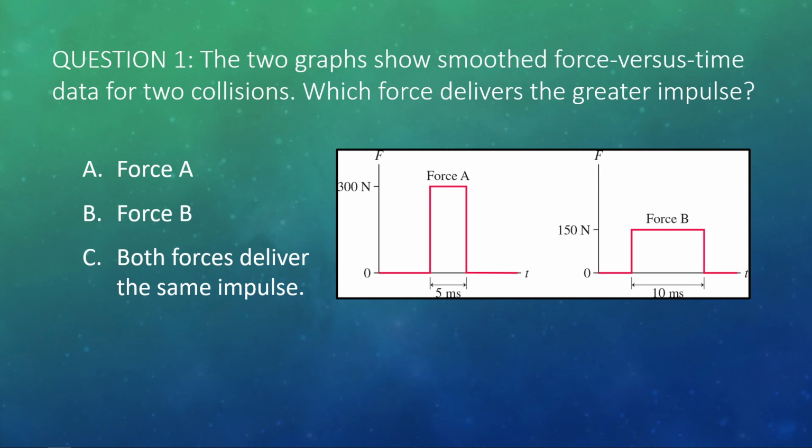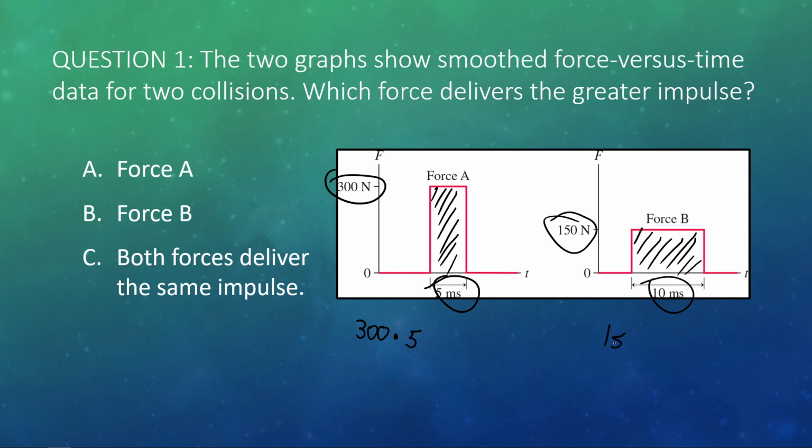Okay, well remember, impulse is defined as the area of your curve. So we could find the impulse by simply finding the area of these shapes. For this one, we have 300 times 5 milliseconds. I'll just write 300 times 5 for now. And then over here, we have 150 times 10. I used a different multiplication symbol for each one, but you get the idea. So 150 times 10, or 300 times 5. Well, 150 times 10 is 1,500. 300 times 5 is also 1,500. They are the same. The answer is C. The areas are the same.